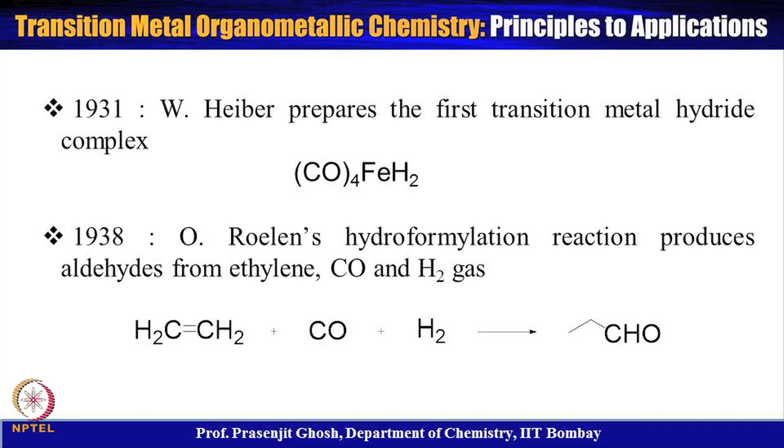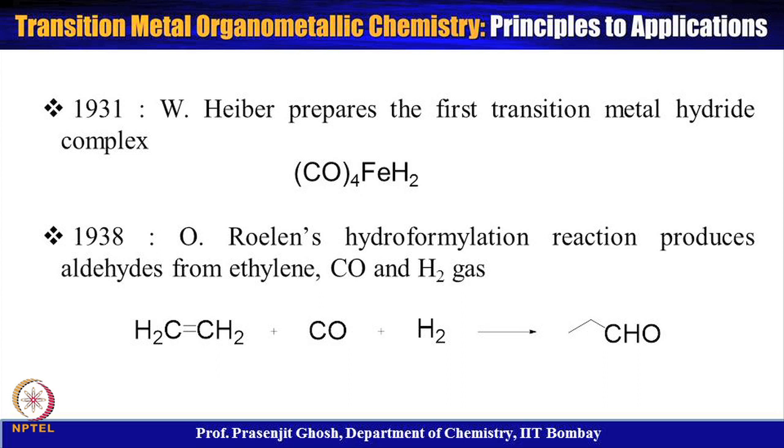1938 saw Roelen's hydroformylation reaction that produced aldehydes from ethylene, carbon monoxide and hydrogen gas. Thus, the reaction of ethylene with CO and H2 gives aldehyde. This was a very important reaction and went on to be a big hit in industry, producing tons of aldehyde by using this method, and this came to be known as the hydroformylation reaction.